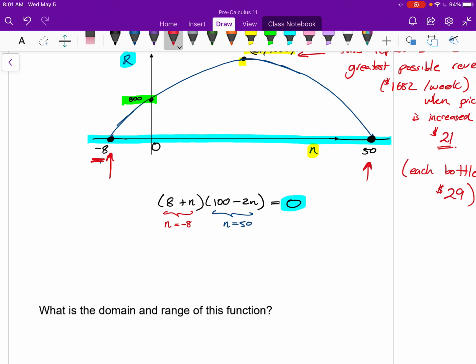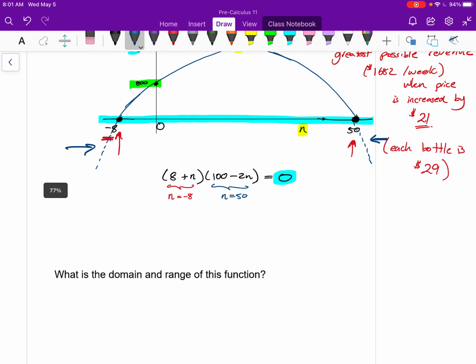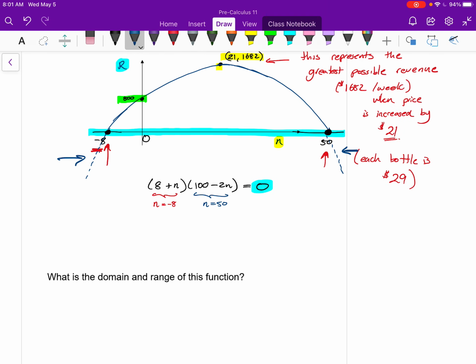And so what's the domain and range of this function? Well, this function, while I can continue the parabola this way, it doesn't make sense anymore. The context doesn't make sense. In this case, you're giving away the bottle. But again, that doesn't really make sense in this context. In this case, you're charging so much, you're making negative money. That definitely doesn't make sense. And so this model, which predicts how revenue will change based on the change in price, is only useful when the domain is when n is between -8 and 50.